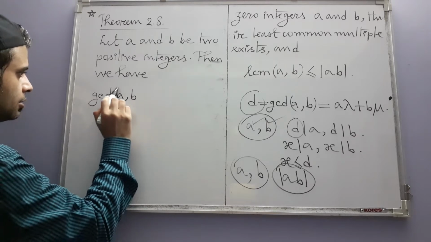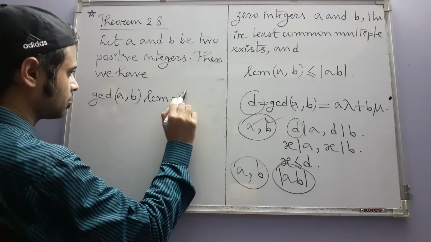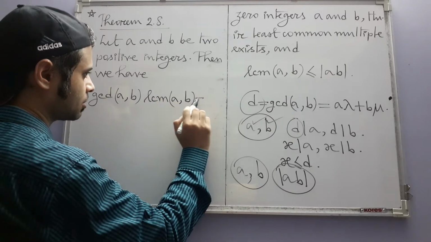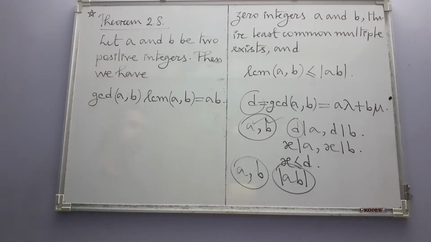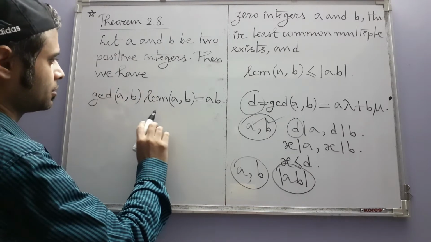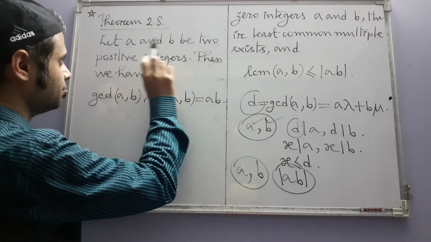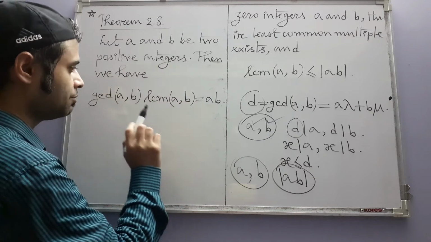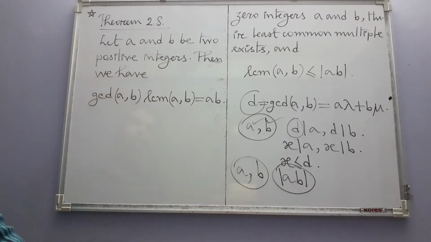Then their GCD times their LCM is equal to their product. This is the relationship between GCD and LCM. And let me emphasize one more thing, which at first we may neglect or forget: A and B both have to be positive integers for this to happen.